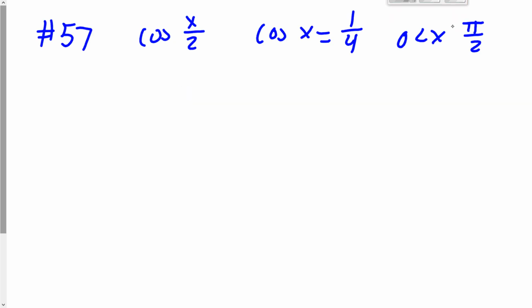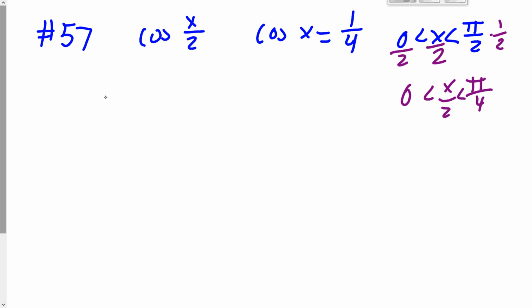Okay, so here we go. We want to find cosine of x over 2. We're given cosine of x is 1/4, and x is between 0 and pi halves. If I'm doing the half angle, it's going to be between 0 and pi fourths, because dividing by 2 is the same as multiplying by 1/2. So we're still in the first quadrant, right?